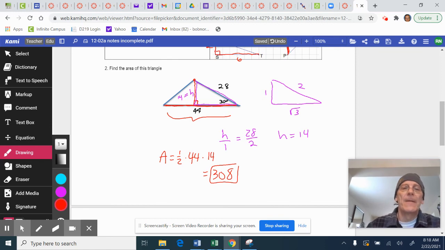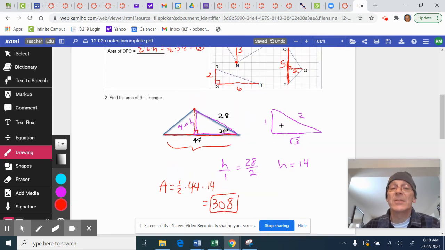Do I have another example like this? No, that's the only one.